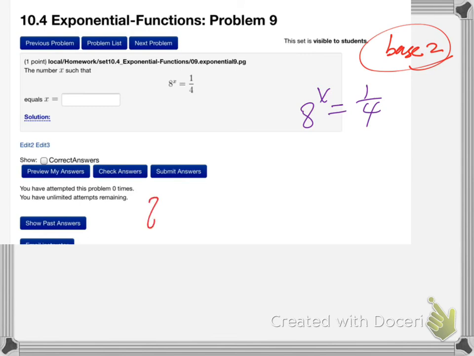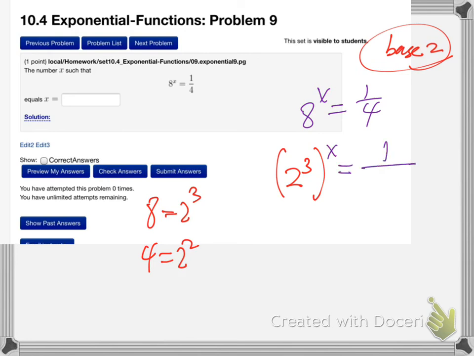So 8 is 2 cubed, and 4 is 2 squared. So we got 2 cubed to the x power is 1 over 2 squared. Now we have to simplify the left hand side and right hand side a little bit. Left hand side is the multiplication rule, so this is 2 to the 3 times x power. Right hand side is the definition of negative power, so it's 2 to the negative 2 power.